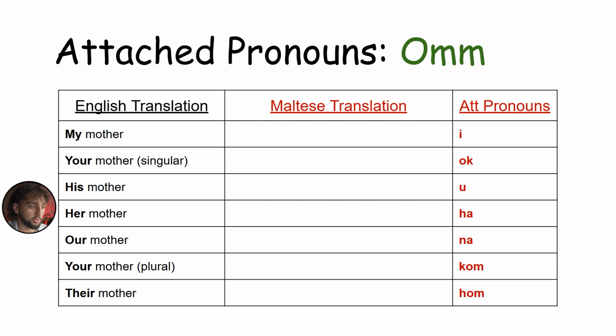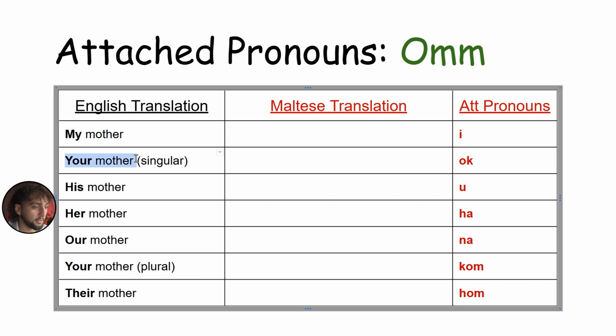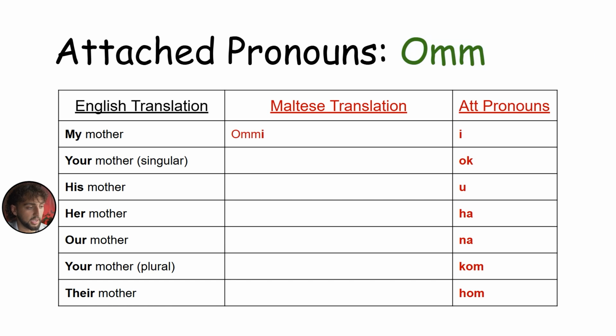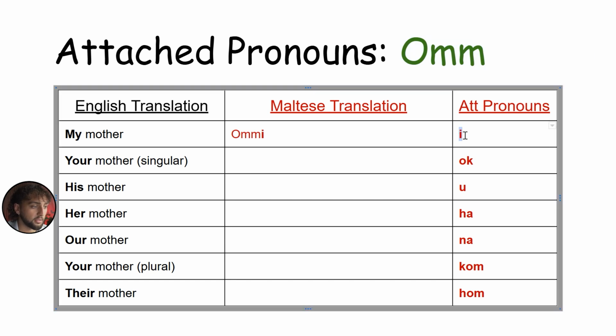Notice how in English we use two words. For example, my mother, your mother, his mother, etc. Well, in Maltese, as I said, we just add letters to the end of a noun to show who possesses it. For example, to turn mother, which as I said is this word here in green, om, into my mother, om becomes ommi, as we just add the attached pronoun e to the end of nouns to describe something that is owned by my or I.